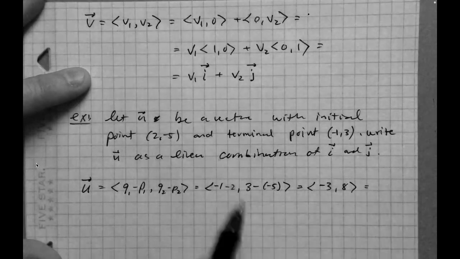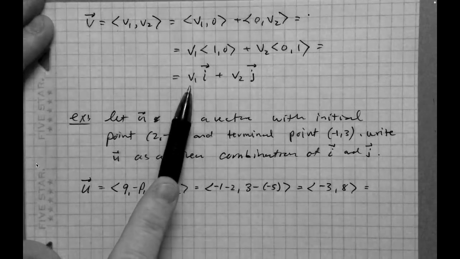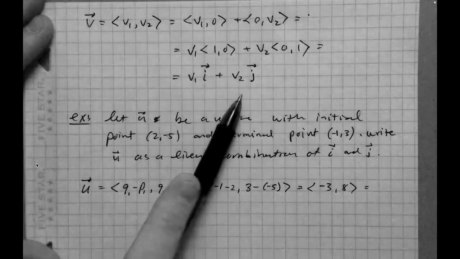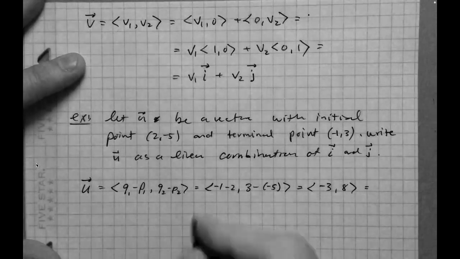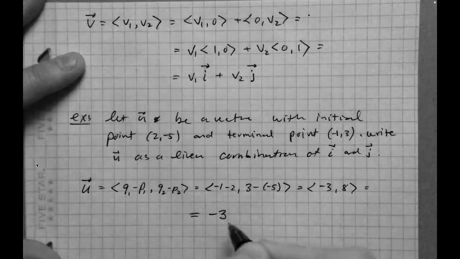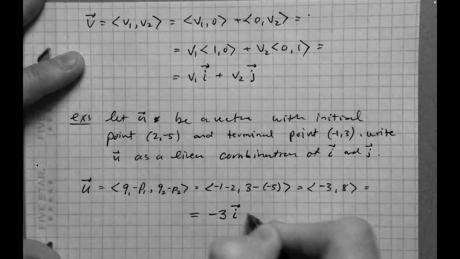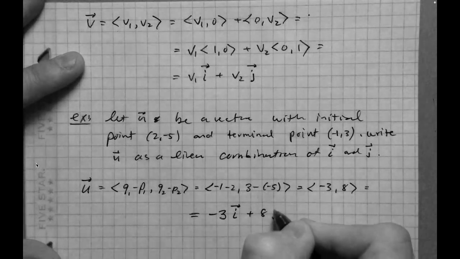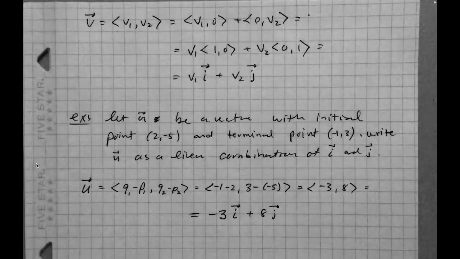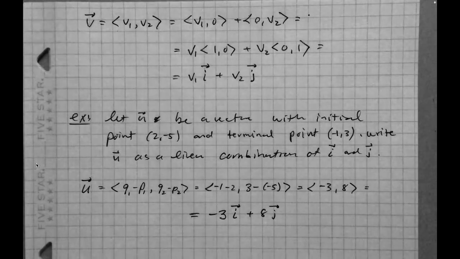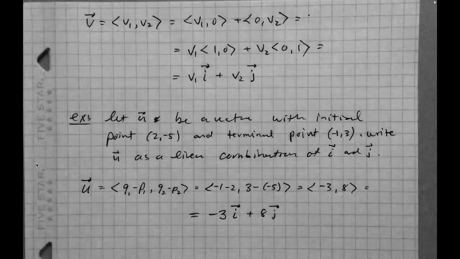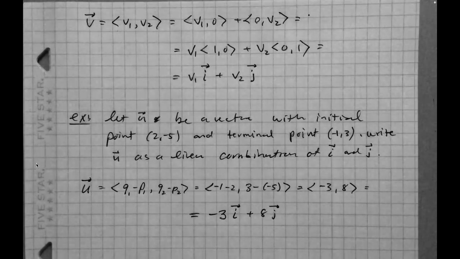And so, based on what we just saw up here, it's the first component times i plus the second component times j. So you can think of this as -3 times the vector i plus 8 times the vector j, i and j being the standard unit vectors in the plane. All right. Very good.